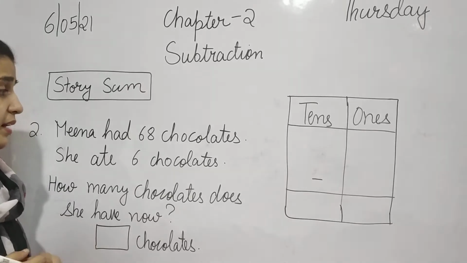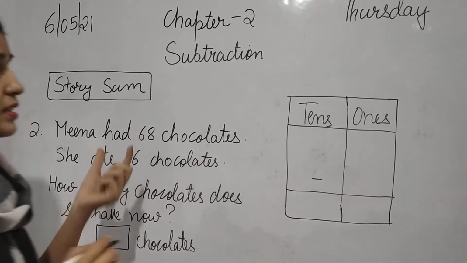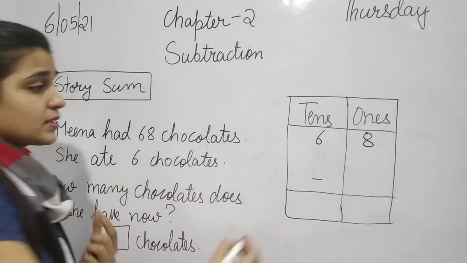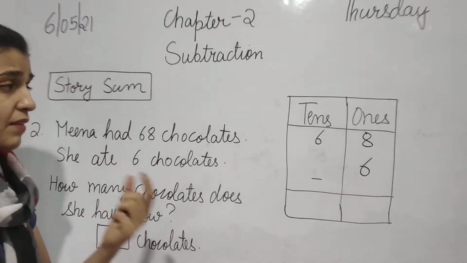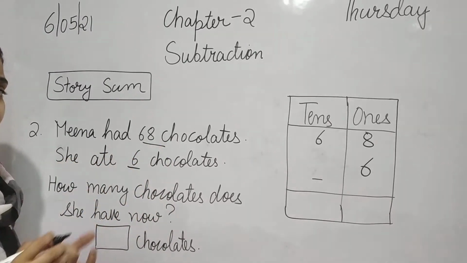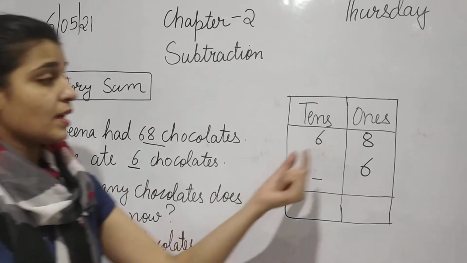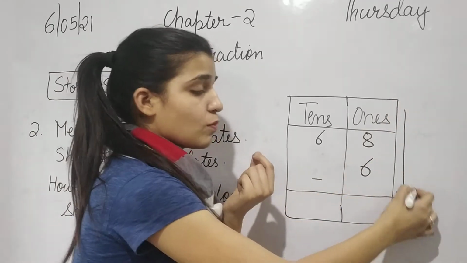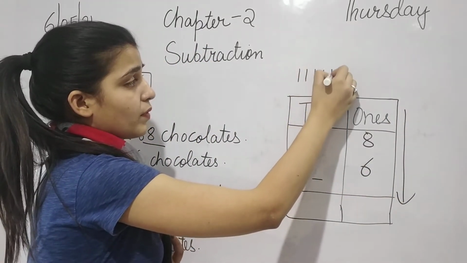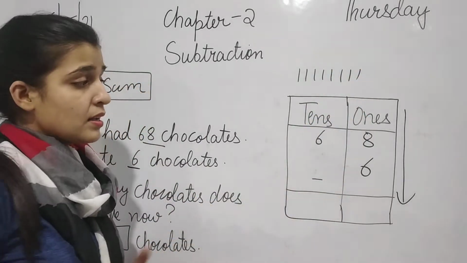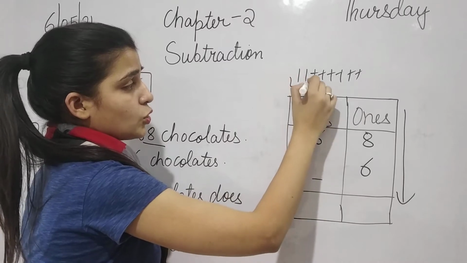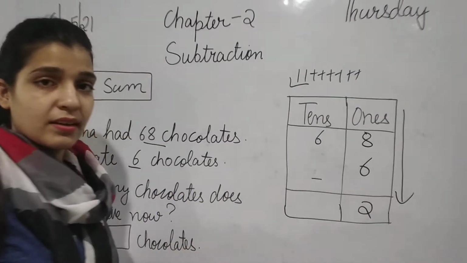Let's subtract these. So first of all we will write 68. After that we will write 6 here, right? And why have we written 68 first? Because 68 is a bigger number and 6 is a smaller number, right? Now we will subtract this. 8 minus 6. We will subtract the ones. 8 minus 6. So students, 1, 2, 3, 4, 5, 6, 7, 8 lines, right? Subtract 6. 1, 2, 3, 4, 5, 6. 2 lines are left, right?